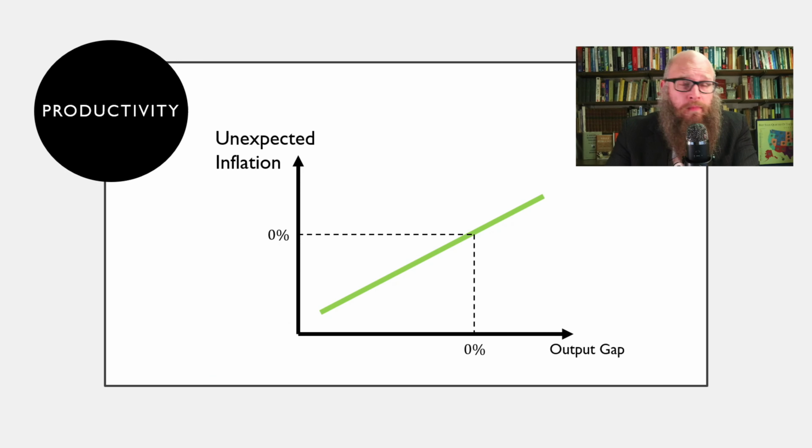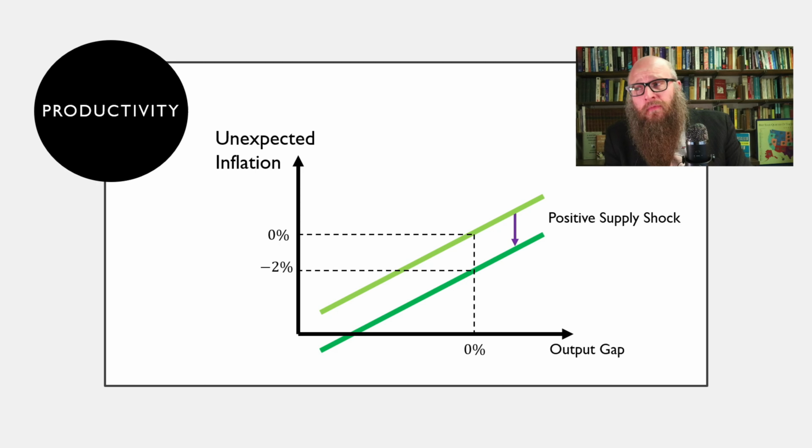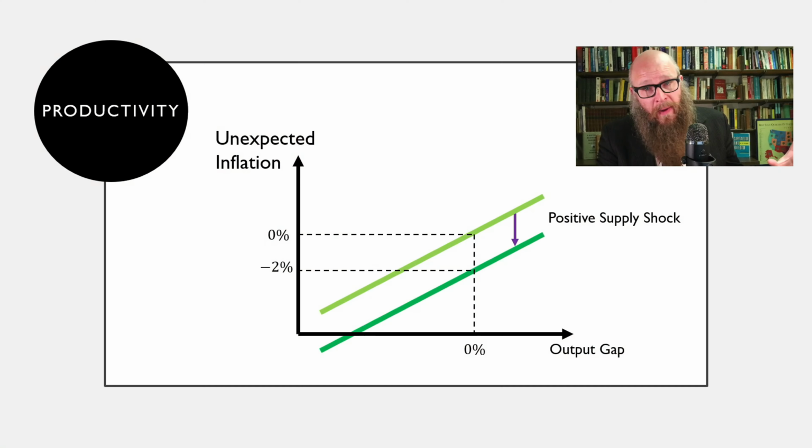We could also have a productivity shock. In this case, we'll show a positive productivity shock. We'll model this by shifting the Phillips curve down, which means at every output gap, we will see unexpectedly lower inflation. And at this particular spot, the inflation rate is 2 percentage points below expectations. So if the expected rate is 2% and you have negative 2% of unexpected inflation, the observed inflation rate will be 0 in our made up numbers here.